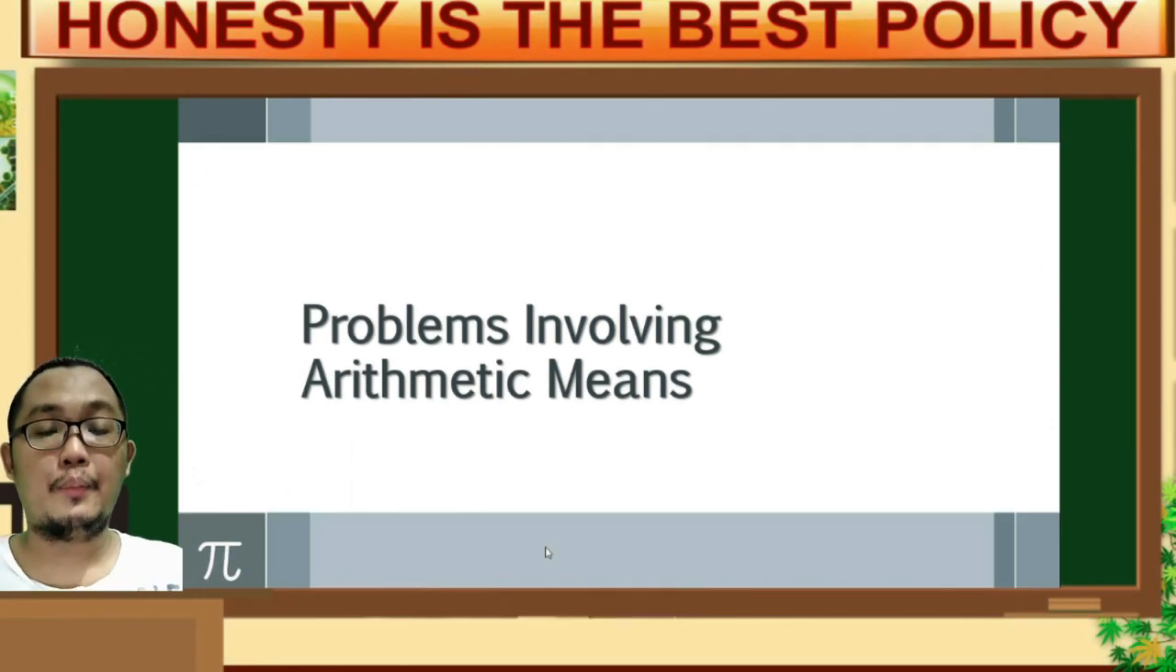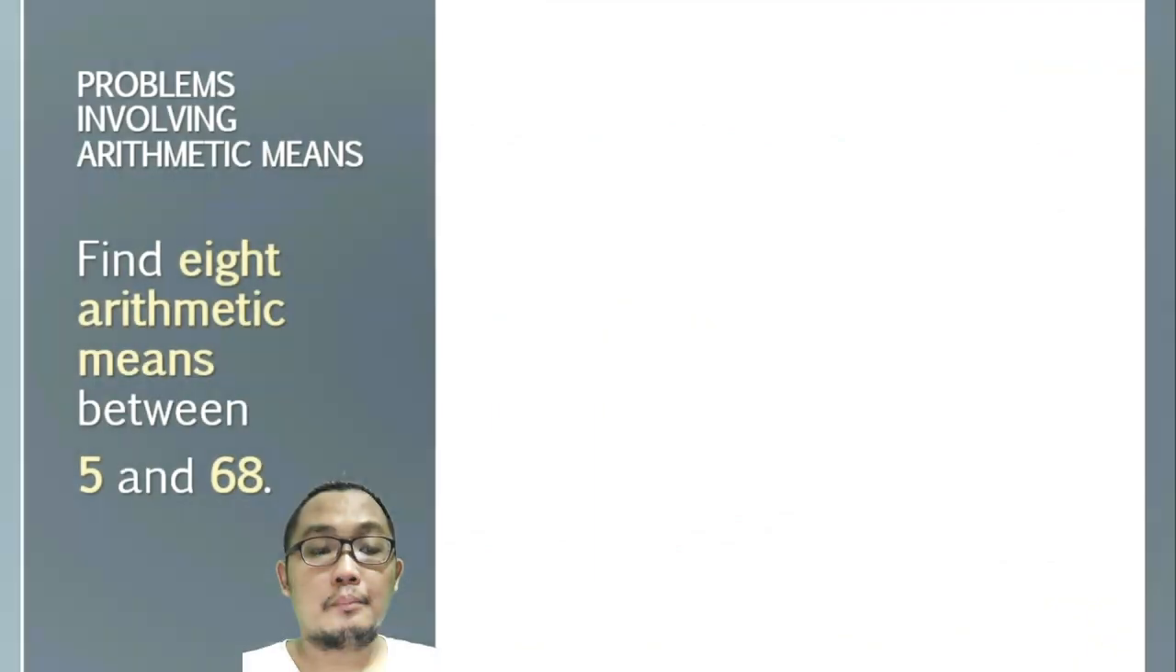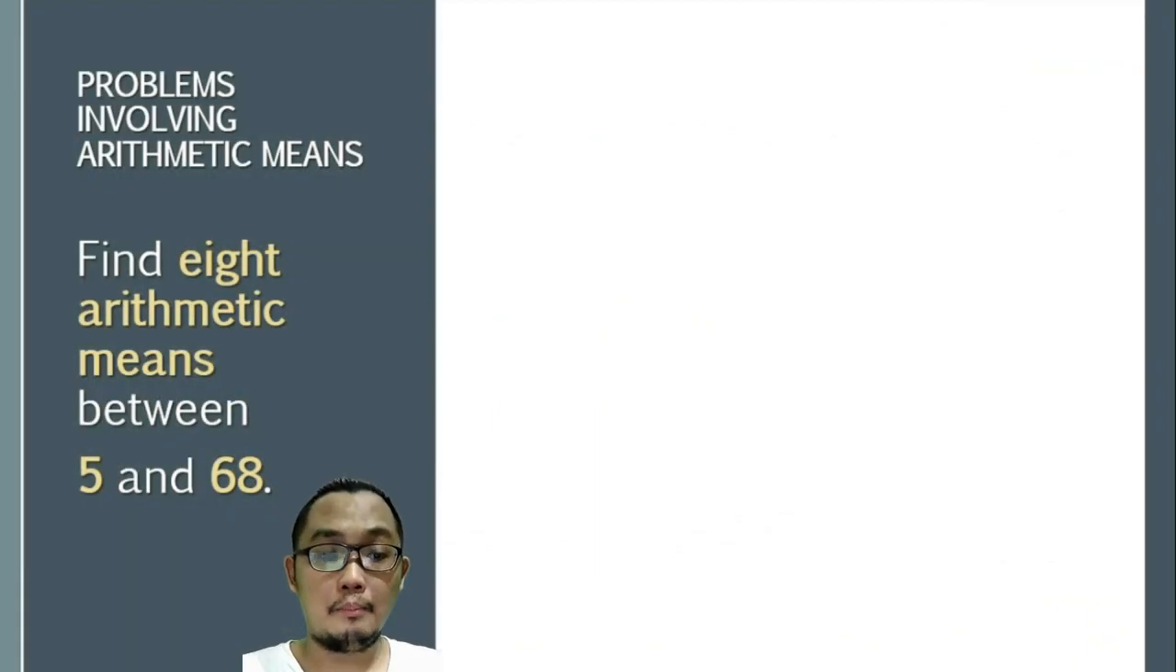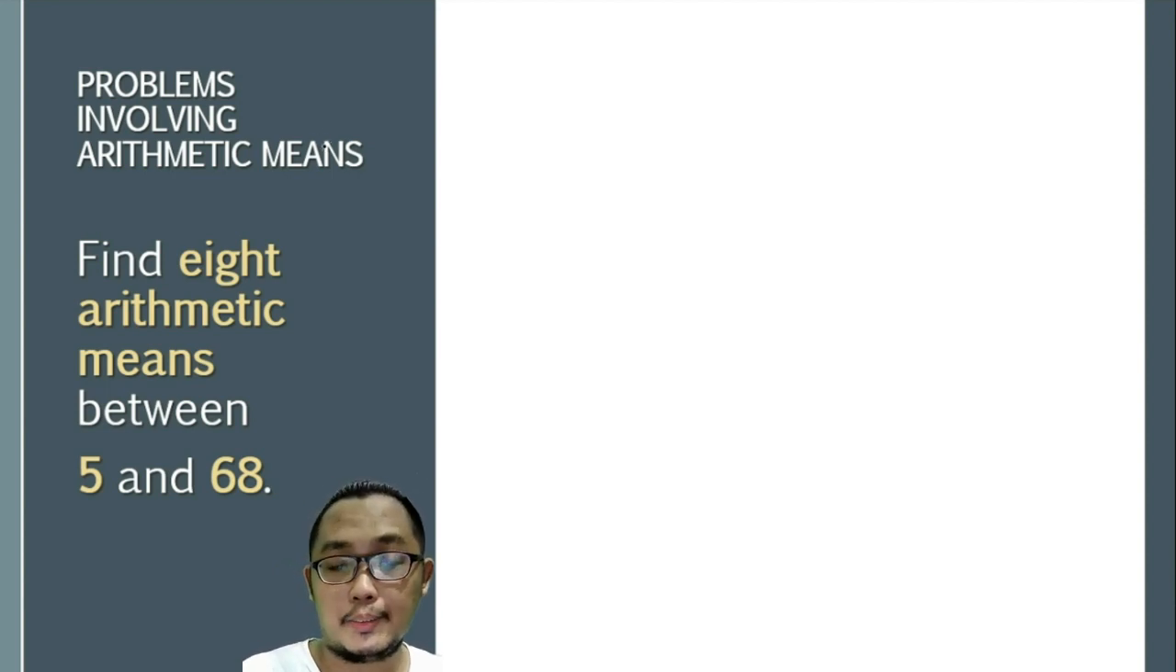Now, let us proceed with the problems involving arithmetic means. For our first problem, find 8 arithmetic means between 5 and 68. So the information that we have so far in this question are those 5 and 68. But we need to insert 8 arithmetic means between them.